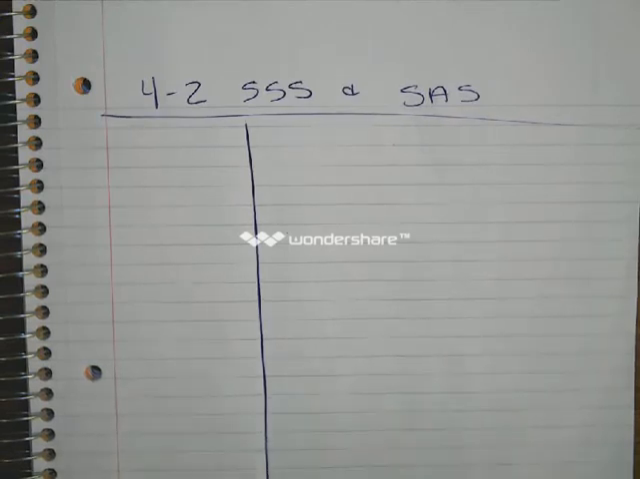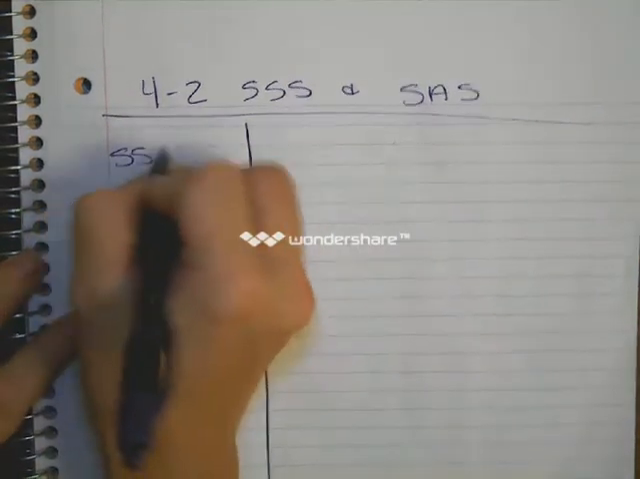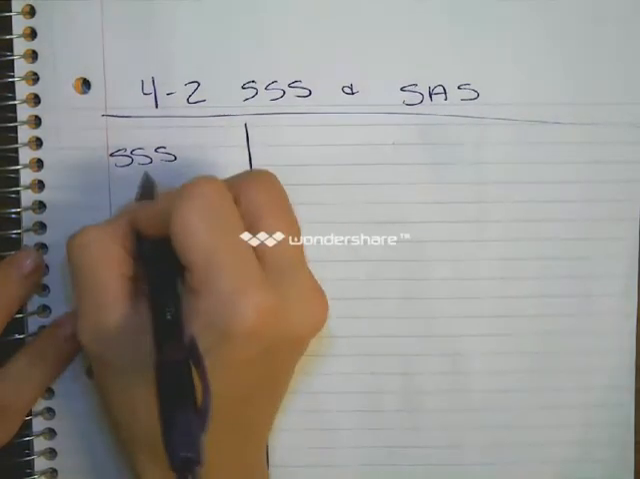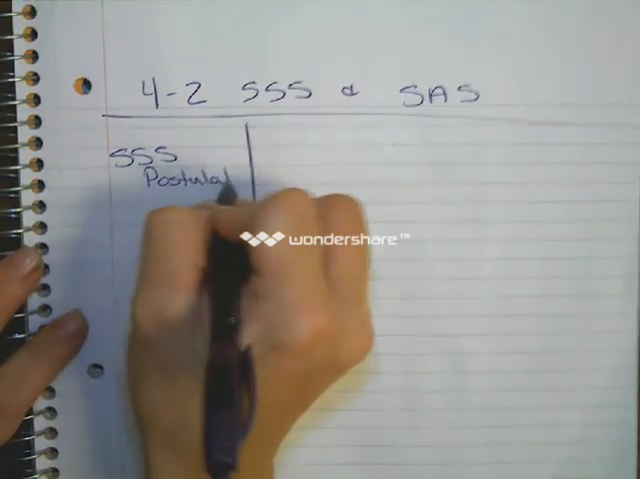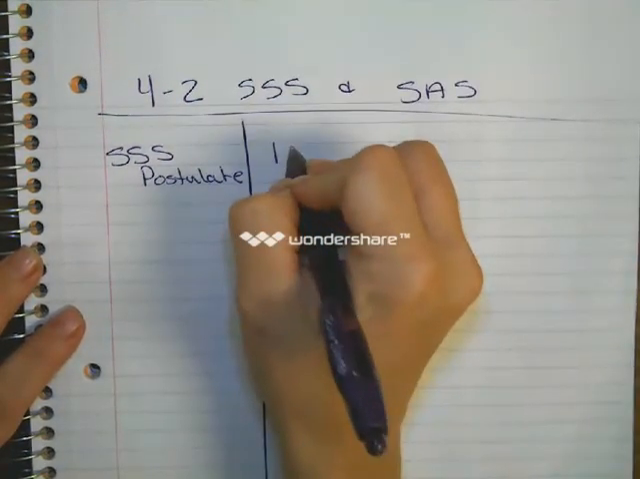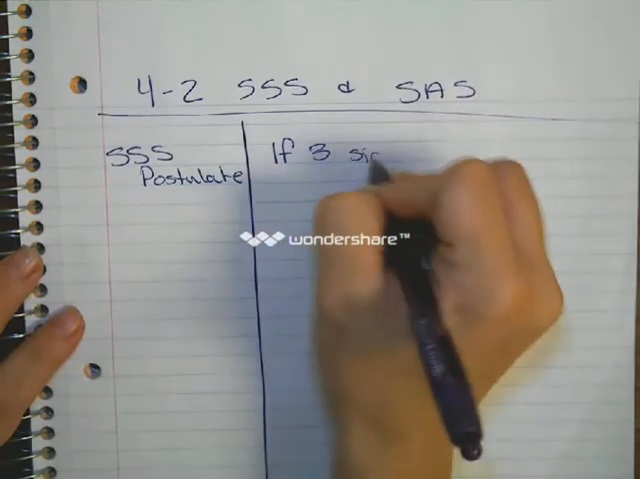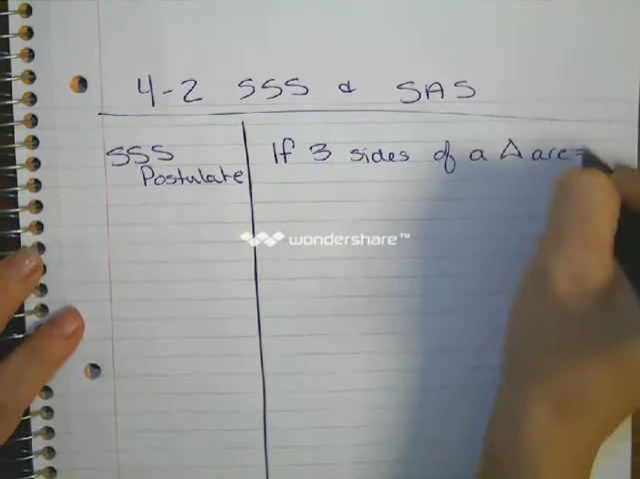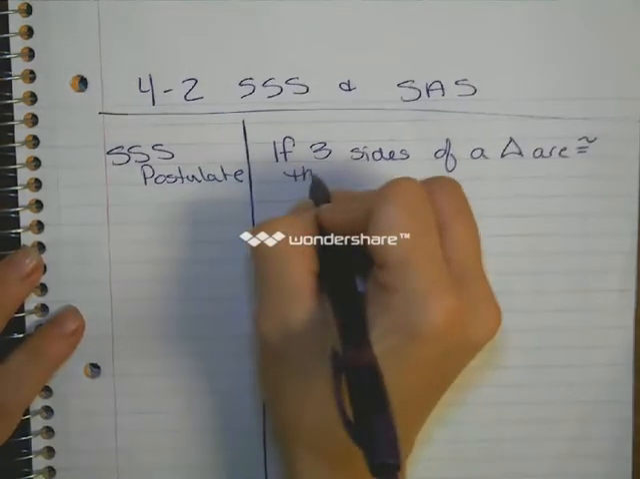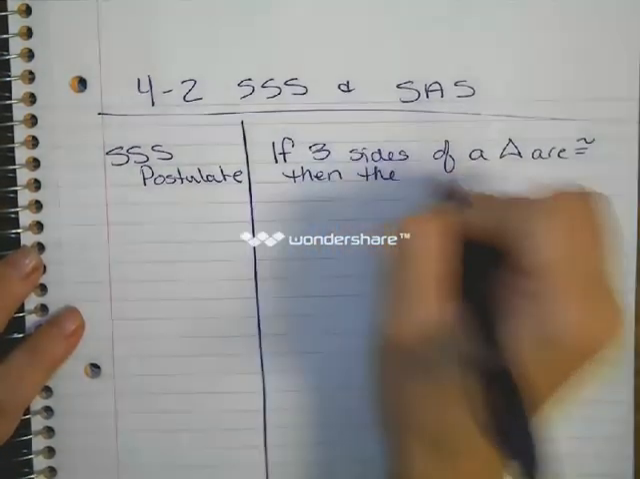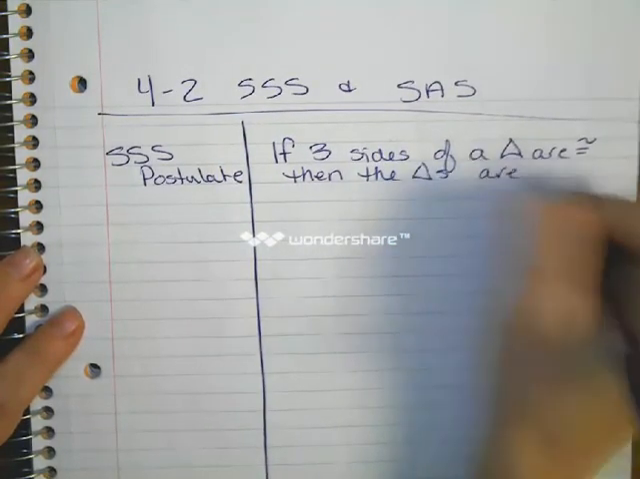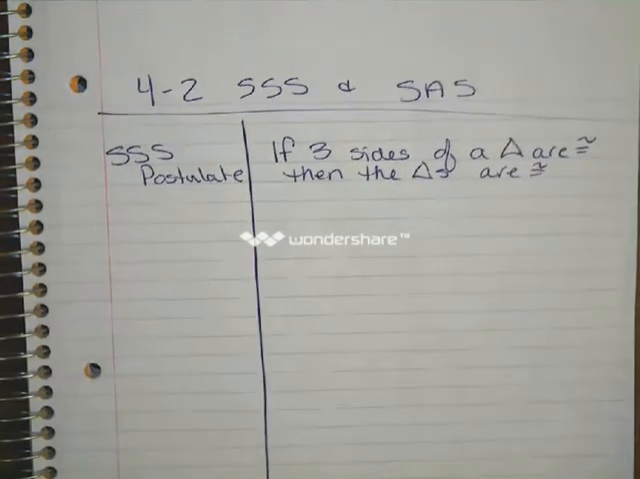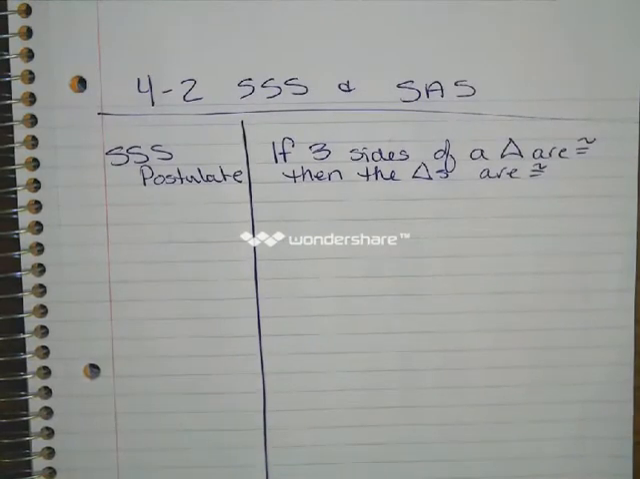Okay, so this is called the side postulate. What it says is that if 3 sides of a triangle are congruent, then the triangles are congruent. So what this is saying is you don't have to prove every single part of the triangle congruent to say that the triangles are congruent. If you have just the sides, you don't need any of the angles. You can say that the triangles are congruent.